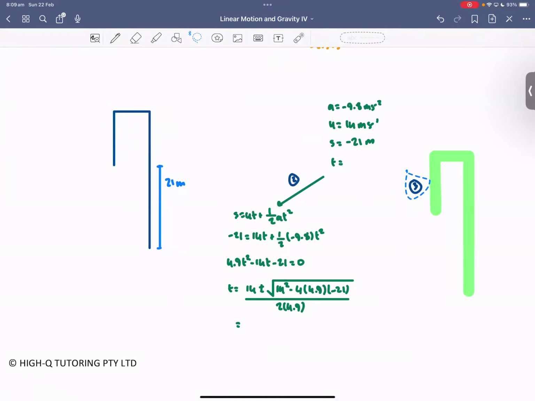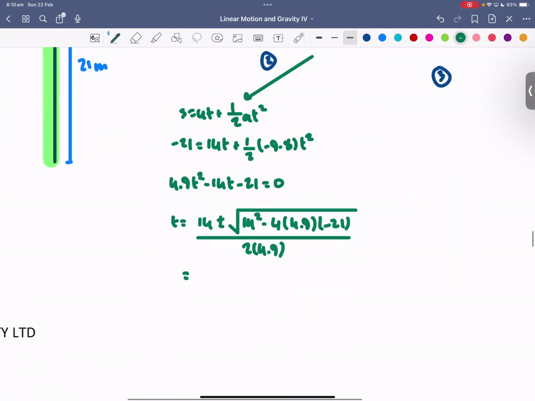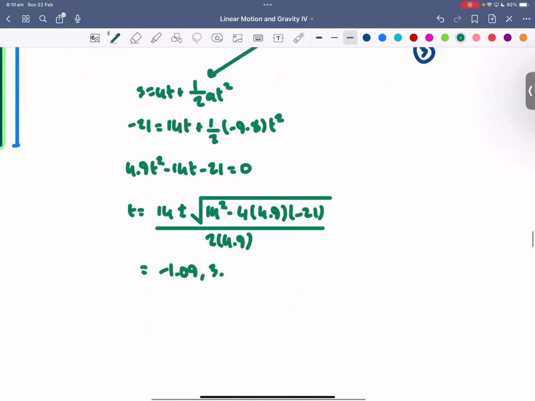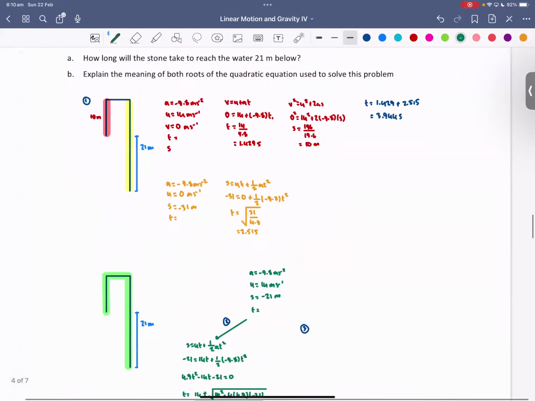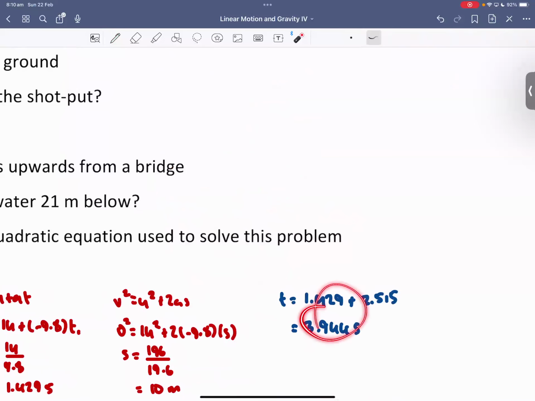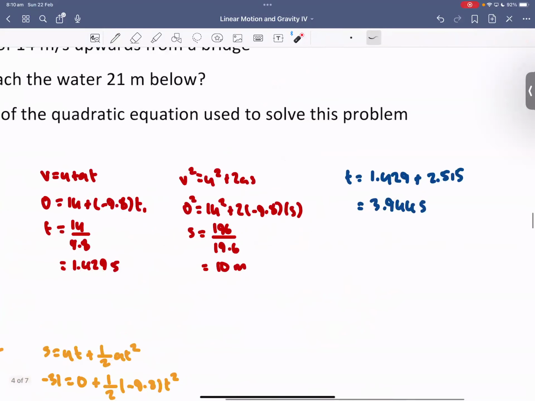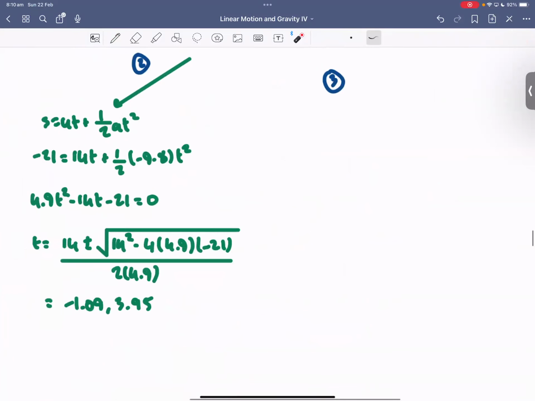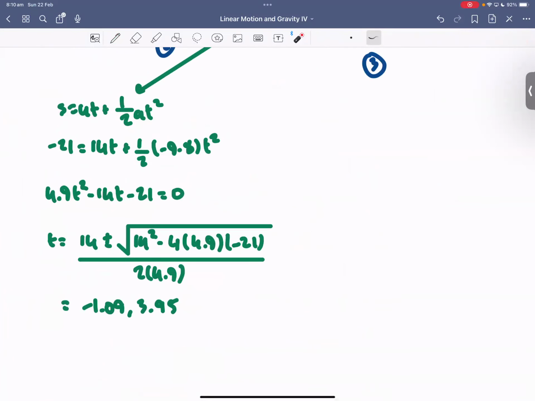Negative 1.09. Negative 1.09. And 3.95, 94, 95, whatever, close enough. We kind of got 3.95 before. Oh, these were pretty exact values. I wonder why the rounding went funny. But anyway, cool. That's one way. A bit of effort, needed to use the quadratic formula. Okay, what's the other way?